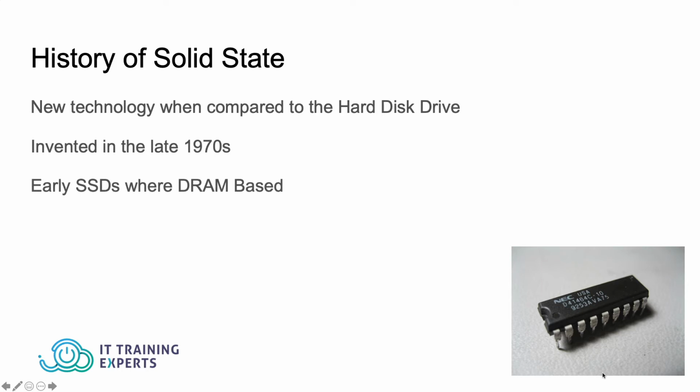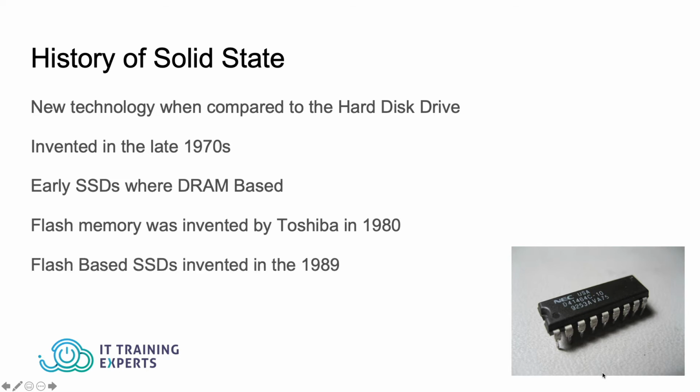It was invented in the 1970s by a company called Storage Tech, and those early SSDs were primarily DRAM based, so DRAM being the same components that make up memory. They were very similar. The only difference was these SSDs were persistent versus DRAM based memory. Flash memory was invented by Toshiba in the 1980s, and flash-based SSDs were invented in 1989 and started to become commercialized.